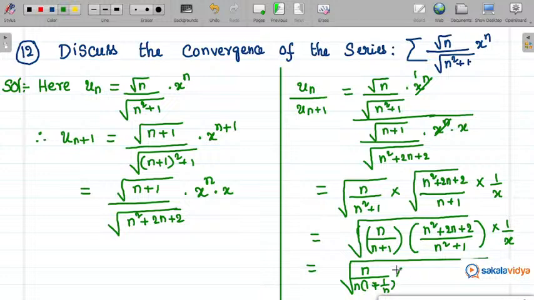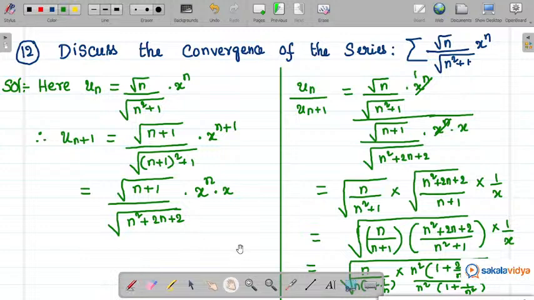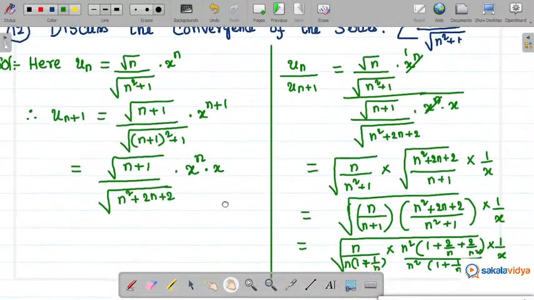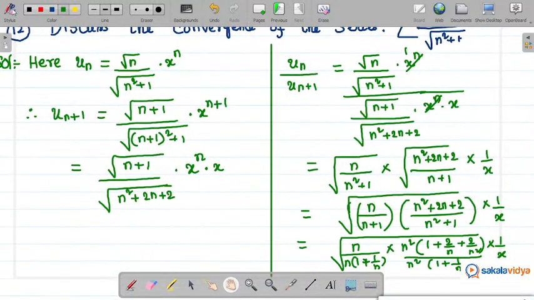Here n square common, 1 plus 2 upon n plus 2 upon n square by n square common, we have 1 plus 1 upon n square into 1 upon x. Clear? Right, this you will be getting now.